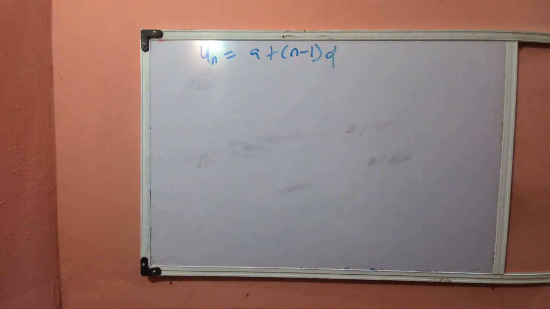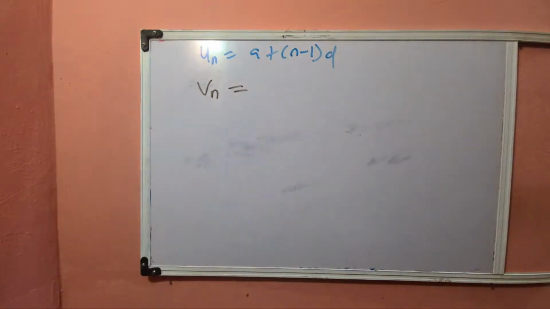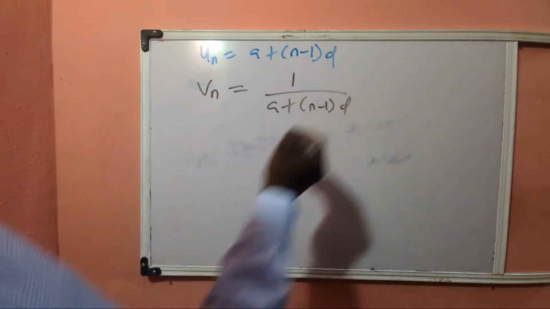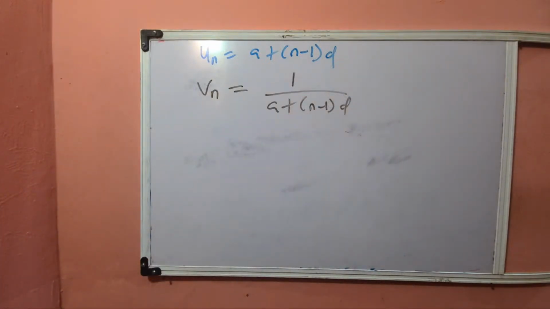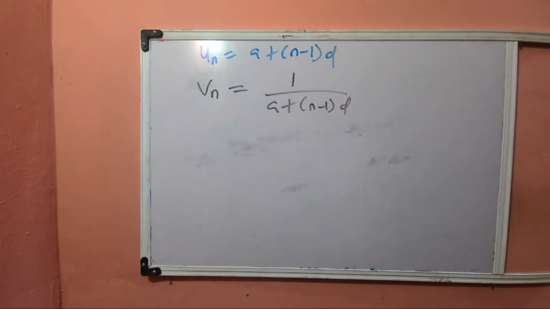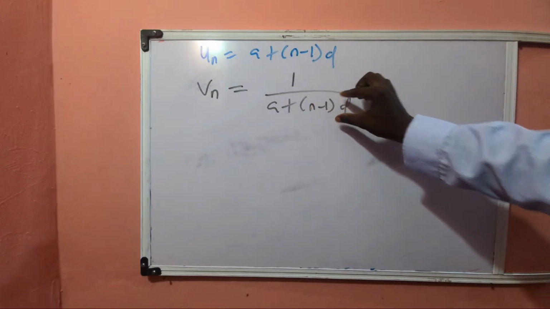Good. Now, when you're talking about harmonic sequence, let me identify harmonic sequence as Vn. Harmonic sequence is 1 over (a plus (n minus 1)d). Like this definition, you have to be rigid with it. So once you see the denominator, 1 over, I did not say anything, I said 1 over, so you have to be specific. It is 1 over a particular arithmetic sequence.